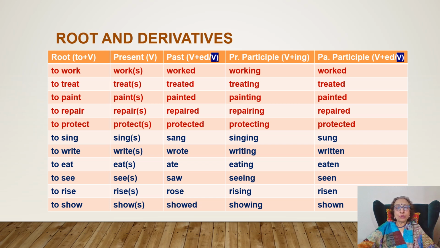Show is showed. Now see, ed is there, but it is not there in the past participle. It is shown. So although ed is there in past tense, we cannot call it a regular verb because it is not showed past participle. It is shown past participle. So this list shows you the irregular and the regular verbs.